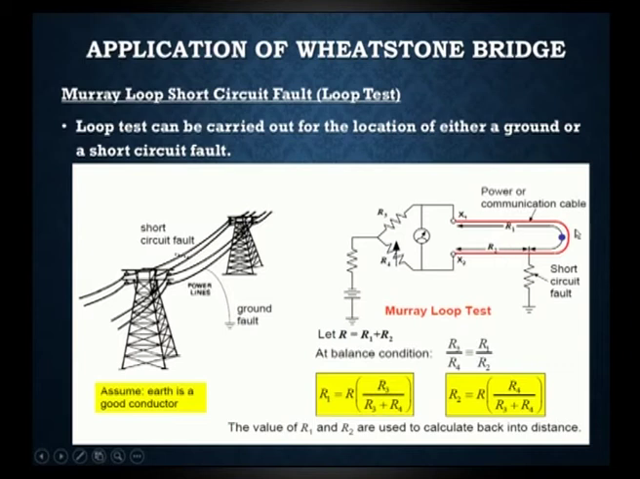The fault occurs at this point, and we can find the resistance value like this. The values of R1 and R2 that we find with the formula are used to calculate the distance as well. So, the point at which the fault occurred can be easily found with this application of the Wheatstone bridge.